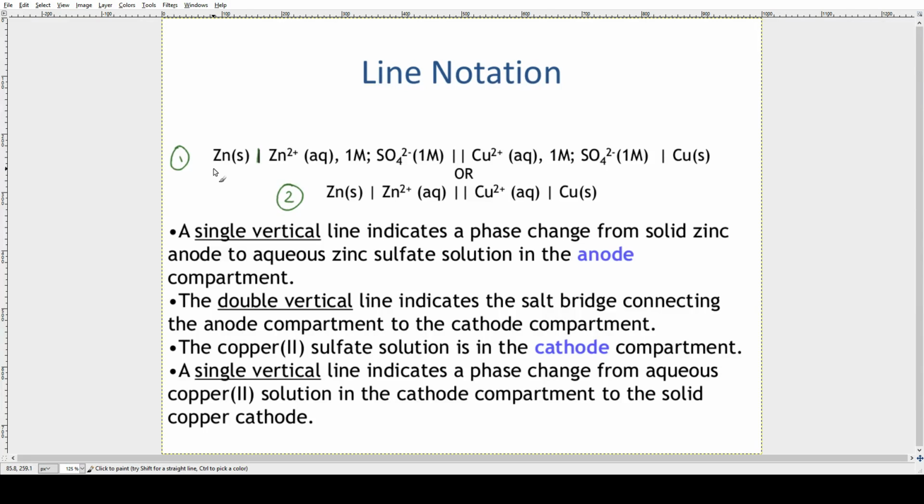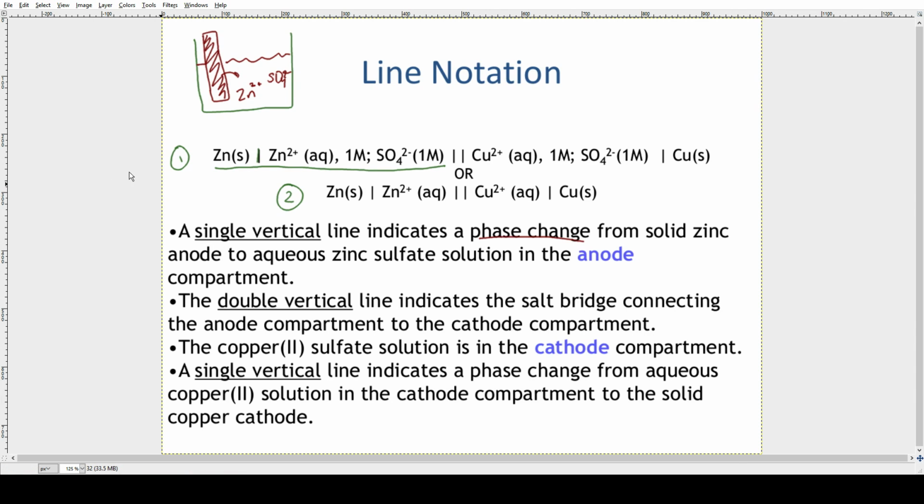So this whole section here, I'm going to underline in green, is describing a compartment that has a solid zinc strip like this. So there it is. And it's saying, oh, it's going to change phases from that into aqueous zinc sulfate 2 plus solution. So you can have like a little water line or whatever. Okay, so that single vertical line represents a phase change.